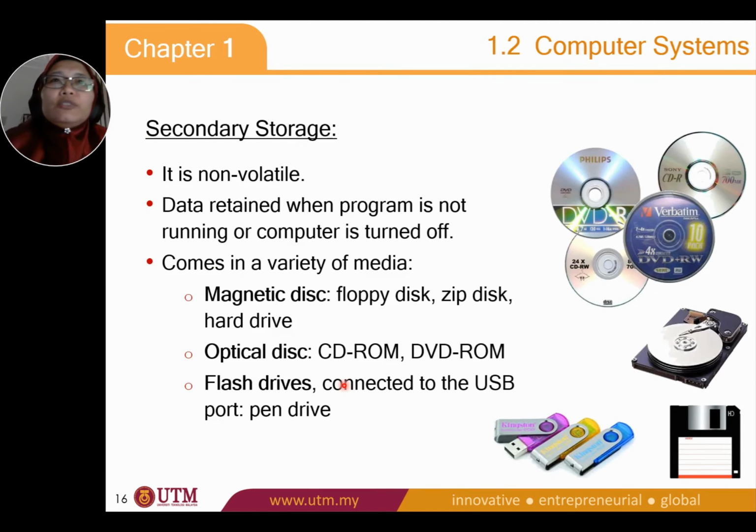Next we move on to secondary storage. Remember when I said that the main memory, or the RAM, is volatile. Here secondary storage is non-volatile. Let's look at these pictures first. Here we have the optical discs, CD-ROM, DVD. We have this one. If you haven't seen this before, this is actually a magnetic disk. This is a hard drive.